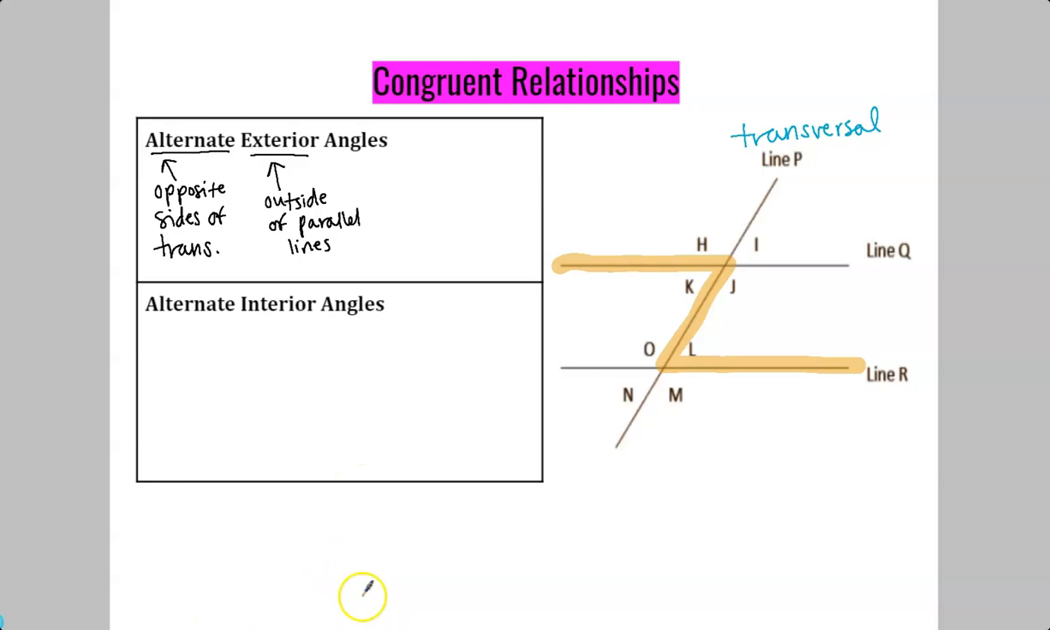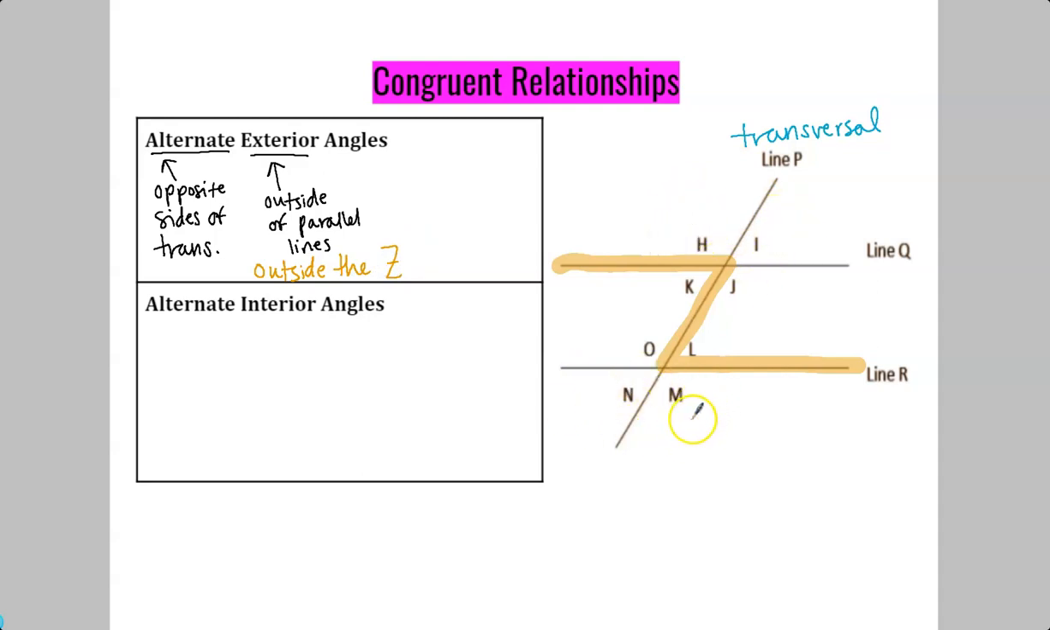So if I am looking for alternate exterior angles, that means I need to be on opposite sides of the transversal. So think about your left and right side, opposite sides, but I need to be on the outside of the parallel lines, aka outside the Z. So if I'm thinking about outside the Z, it could be H, I, N, or M.